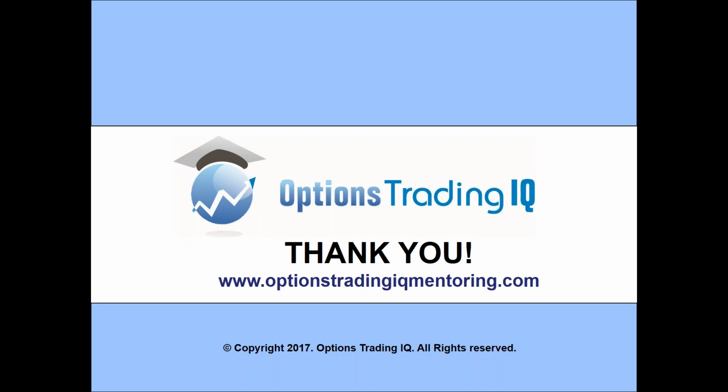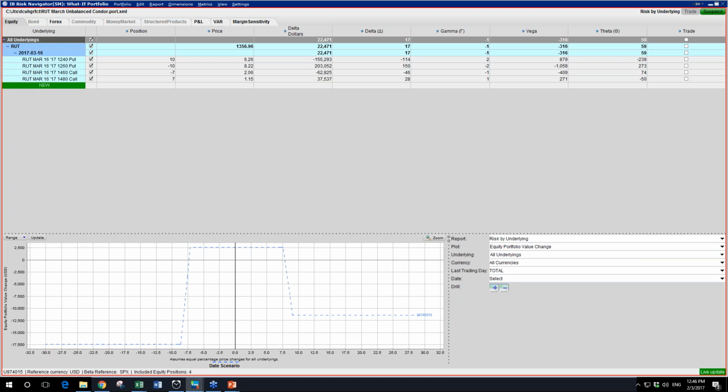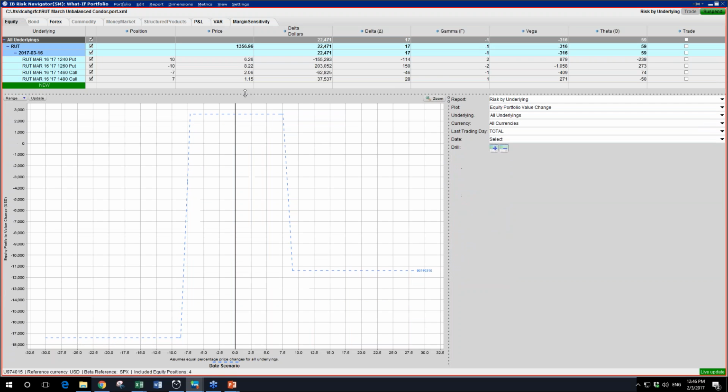All right, I'll bring up some of the case studies that we've been looking at, while there's any questions coming through. So start with the March unbalanced iron condor that we were looking at. Okay, so this is our current position. Again, I'll add a purple line for maybe 2 weeks from now. We'll zoom in a little bit.